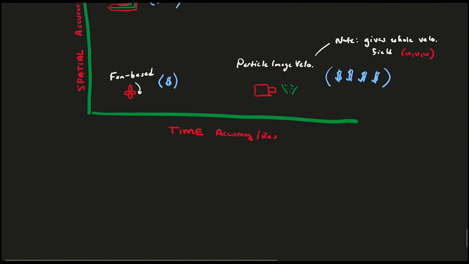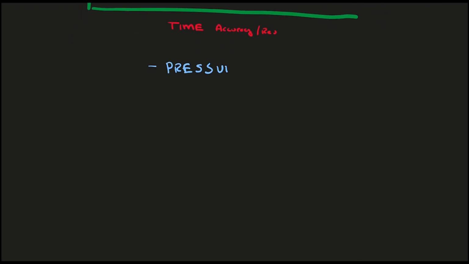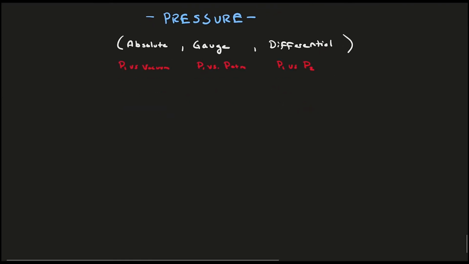Next, we have the pressure measurements. These are separated into the absolute pressure, referenced against a vacuum, the gauge pressure, referenced against atmospheric pressure, and the differential pressure that compares 2 pressure points of interest.